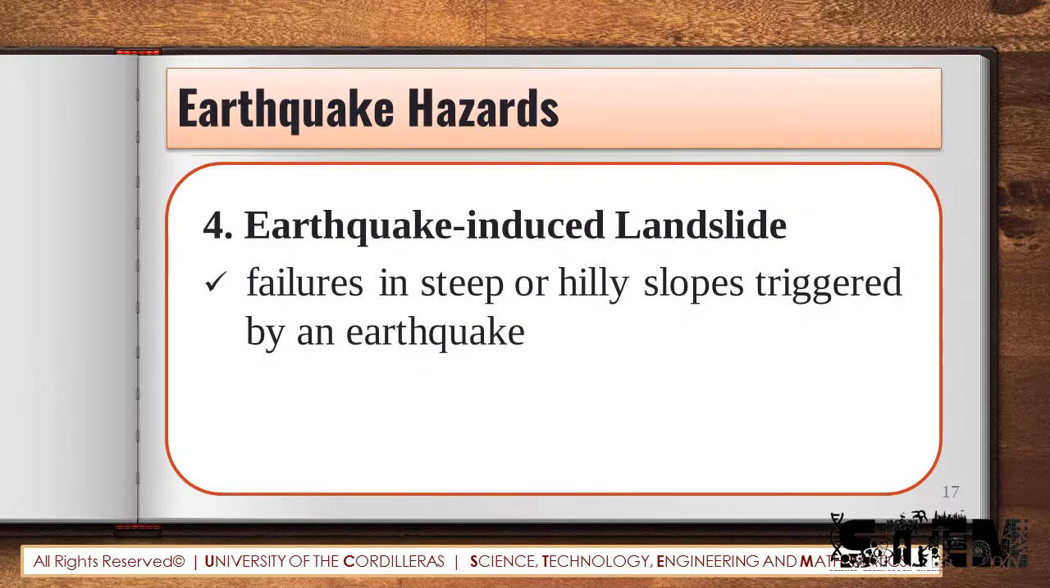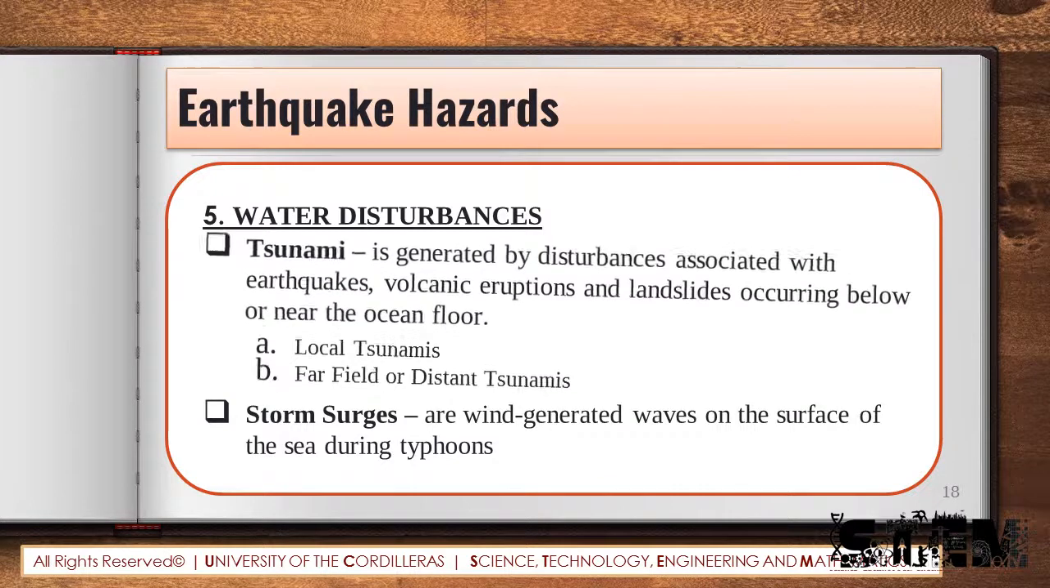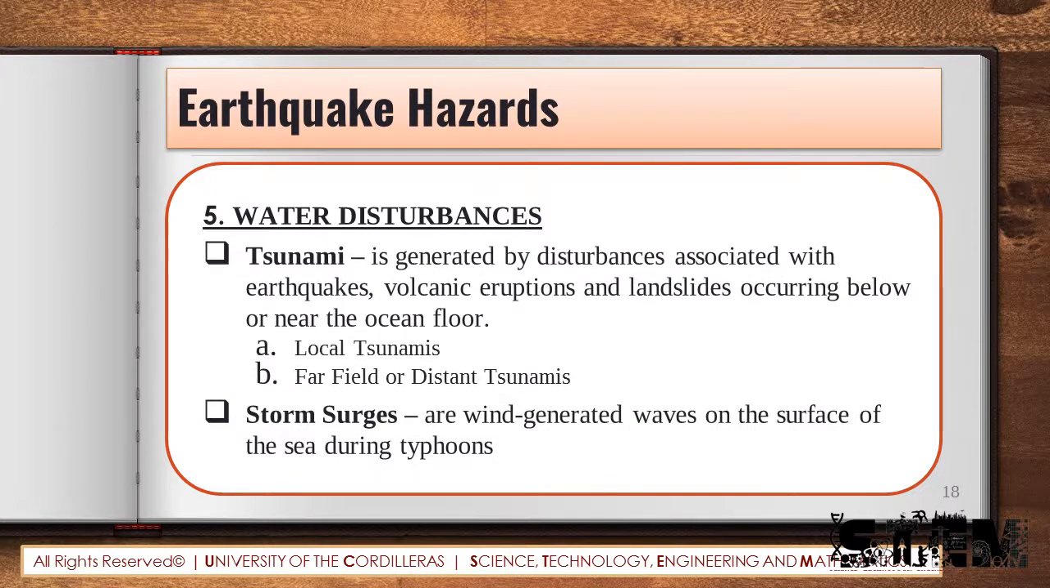Moving on, we have another hazard under earthquake: the water disturbances. There are two forms under water disturbances. First is the tsunami, and this one is generated by disturbances associated with earthquakes, volcanic eruptions, and landslides occurring below or near the ocean floor. So it can be from local tsunamis, just from our locality, or from far field or distant tsunamis coming from other places. And another one is the storm surge. These are the wind-generated waves on the surface of the sea during typhoon.